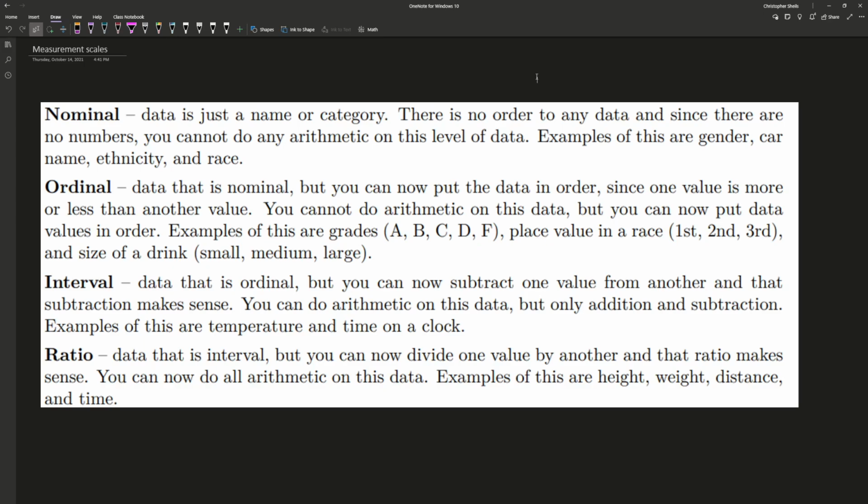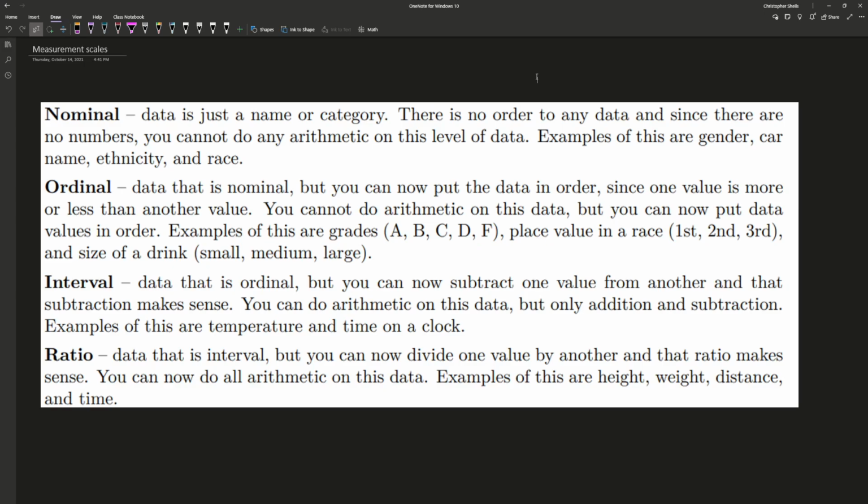Ordinal measurement scales. Here, for ordinal data, this data is nominal, but now we can also put the data in order, since one value is more or less than another value. You cannot do arithmetic on this data, but you can now put data values in order. Examples of this are grades, like A, B, C, D, F. You can't do arithmetic on that, but you can place them in order. Place value in a race, and size of a drink.